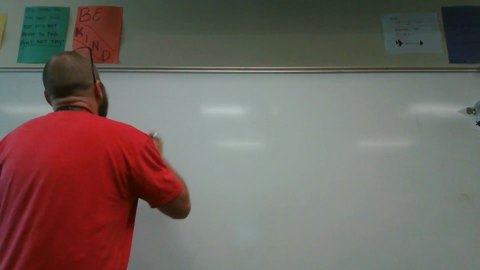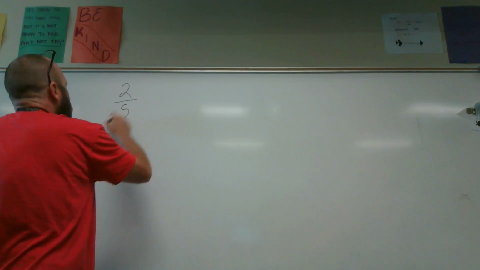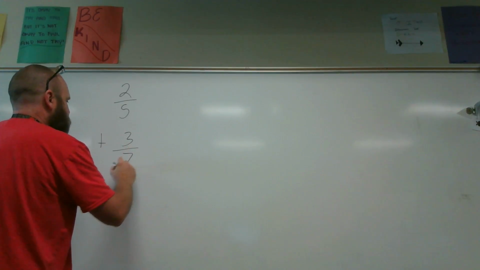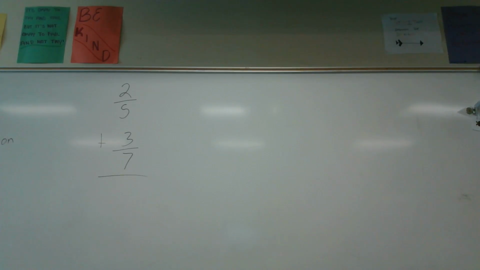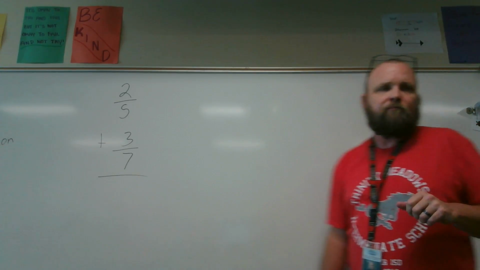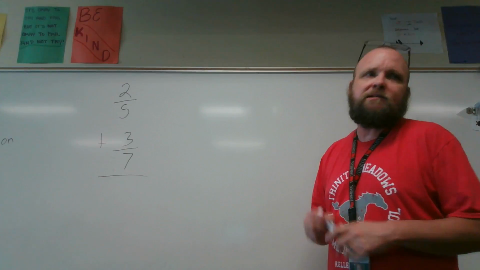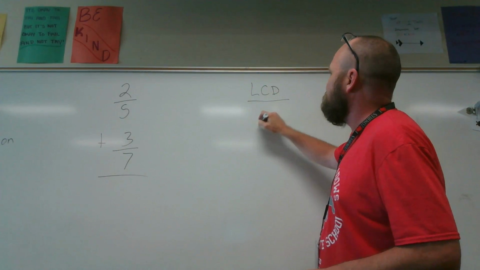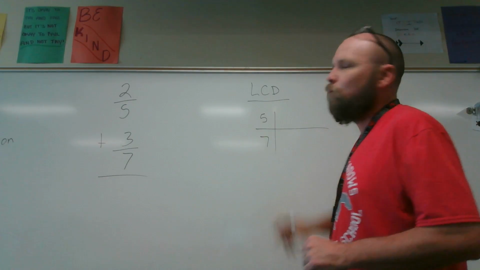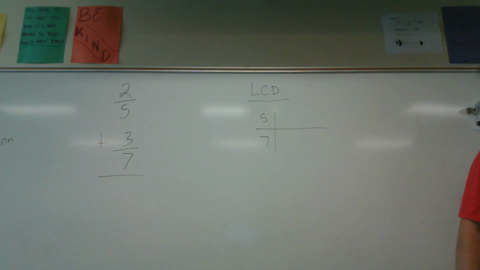We have the problem 2/5 plus 3/7. And we ask Jaden, can we add these the way they're written? No. Why not? Because their denominators are not the same. So I need to find the least common denominator of 5 and 7. And what do you think that is, Jaden?